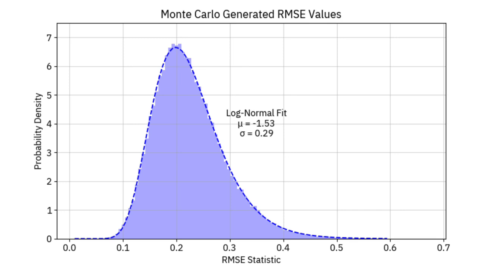The sampling distribution is snugly modeled by the log-normal distribution with parameters mu equals -1.53 and sigma equals 0.29 as shown in the slide. So now we have a formal normality test based on the RMSE statistic and a model that allows us to conveniently perform the test. The next step is to assess the performance of the test.